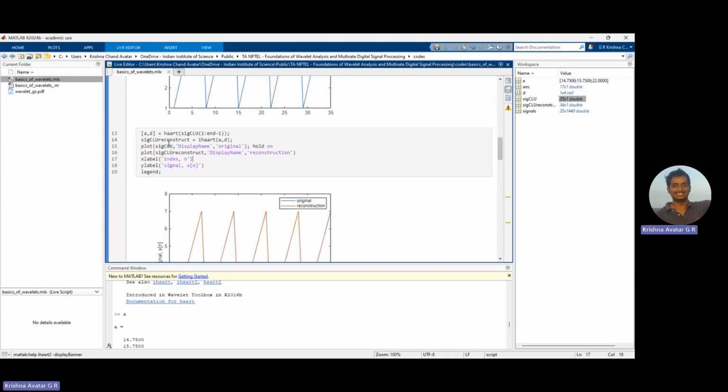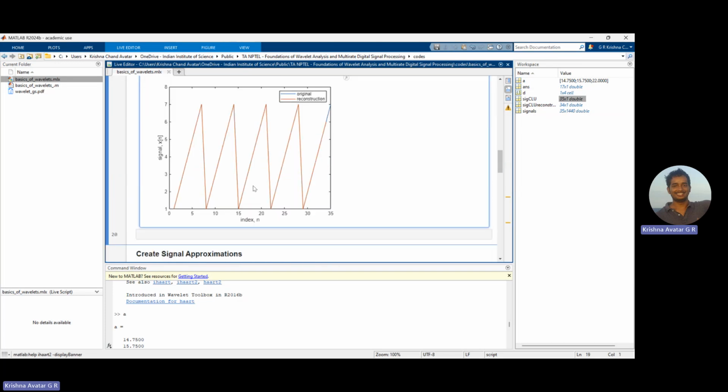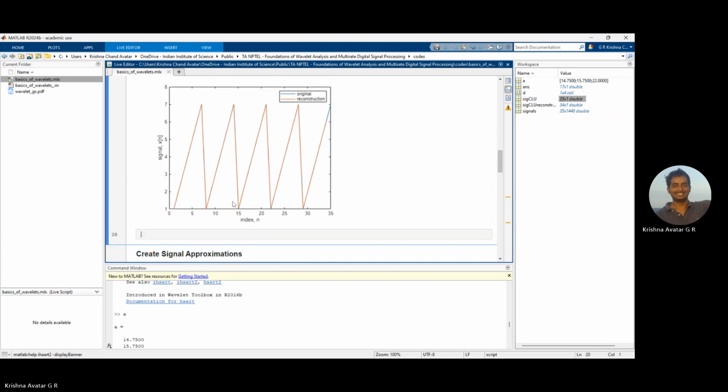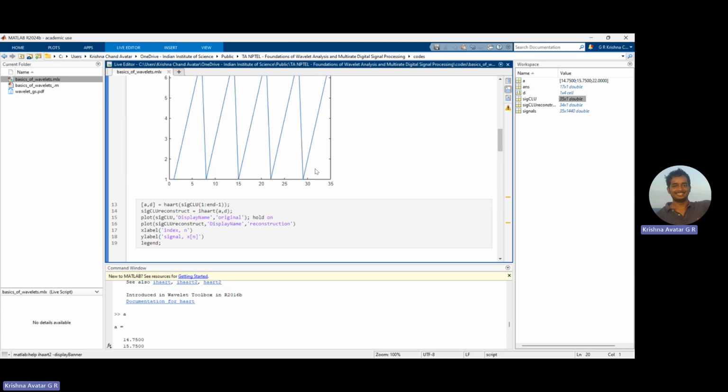So after we reconstruct it, and I just plot the actual signal and the reconstructed, it so happens that they coincide. And that is very well understood because of the nature of the signal itself. The very fundamental thing is that the signal itself is very simple in nature. So because of which the approximation and the actual signal just coincide.